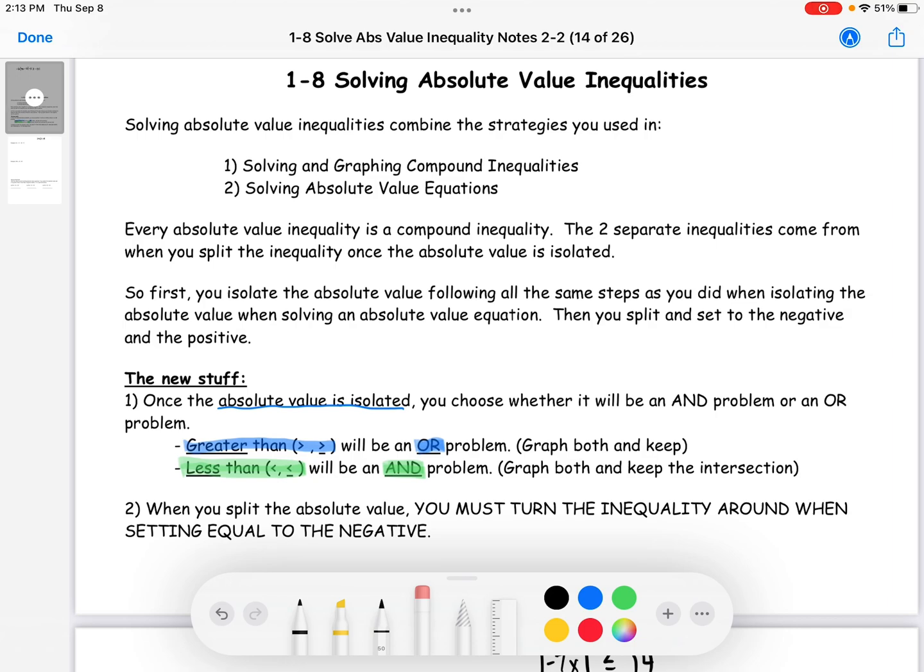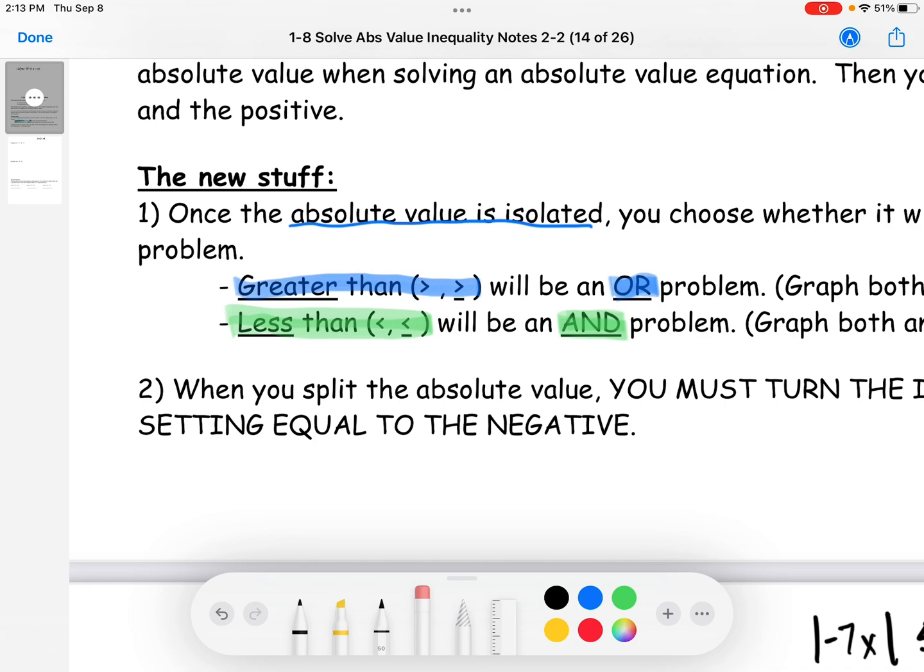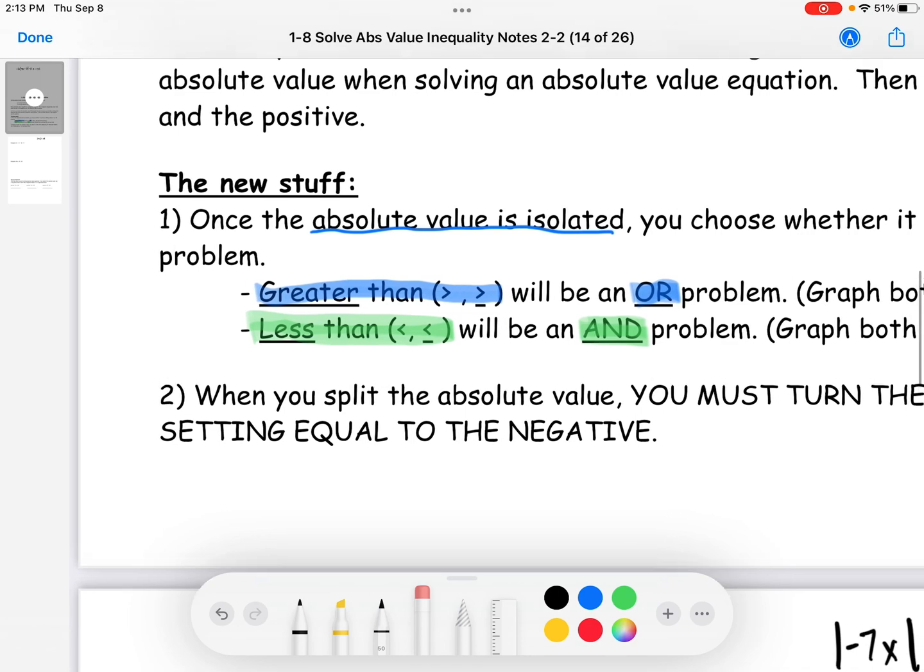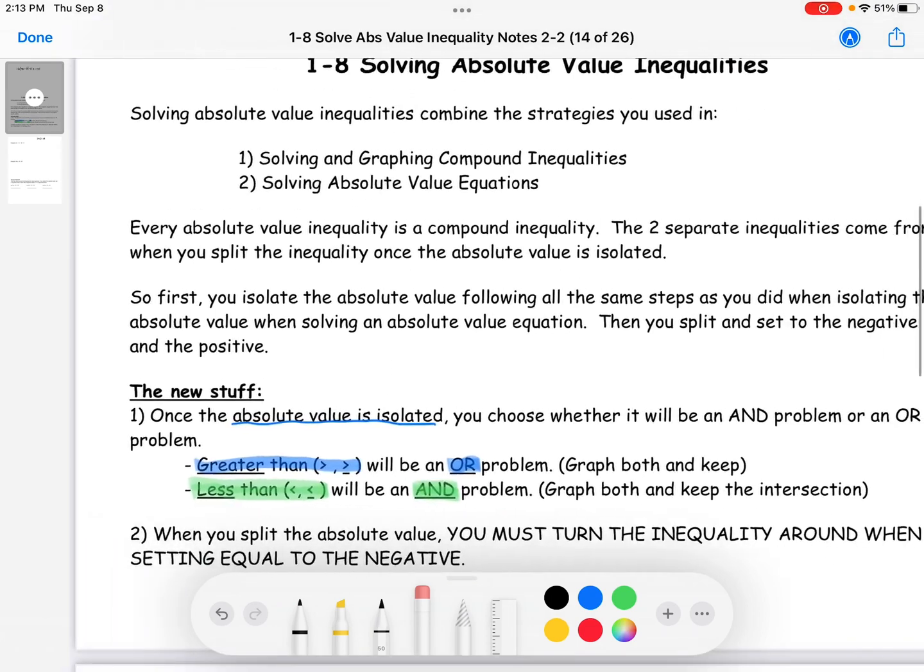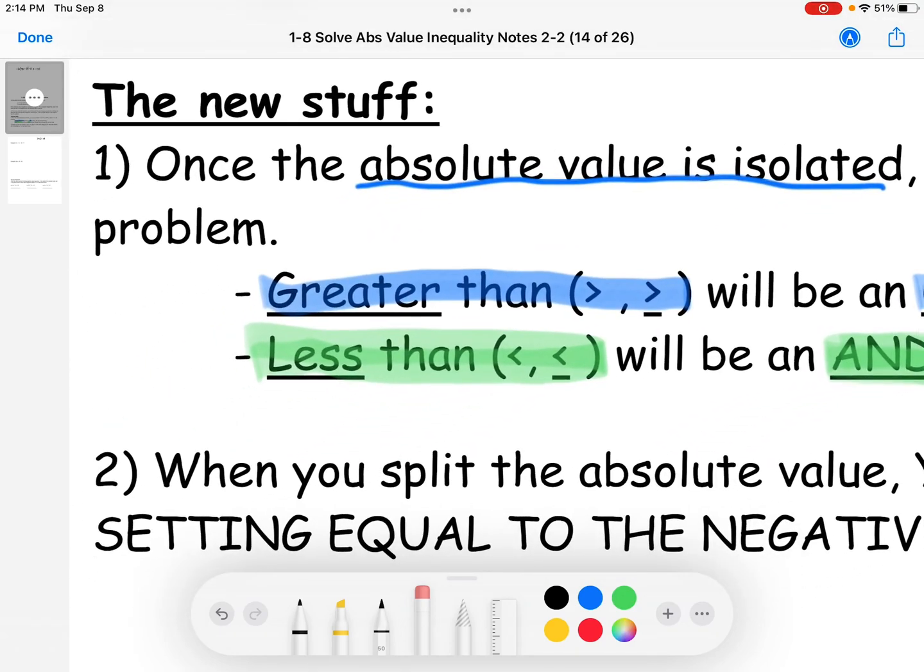I want to go ahead and look at the stuff on the front page of the notes that points out what is different about it. First thing is obviously the word inequality. The word inequality is telling us that we are not dealing with an equation. We're dealing with something that doesn't have an equal sign. It's going to have a greater than or a less than instead of an equal sign.